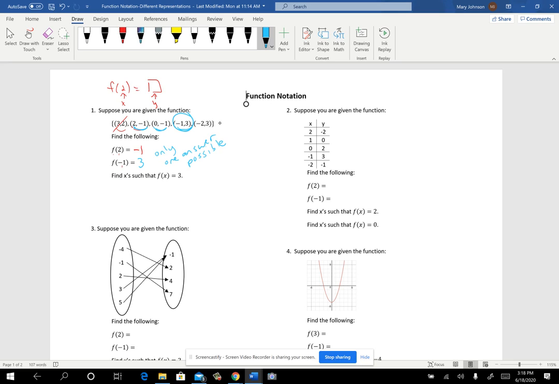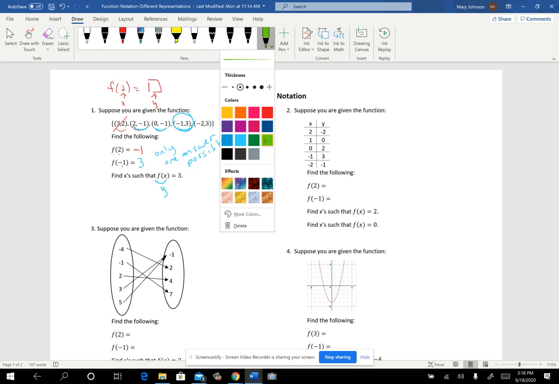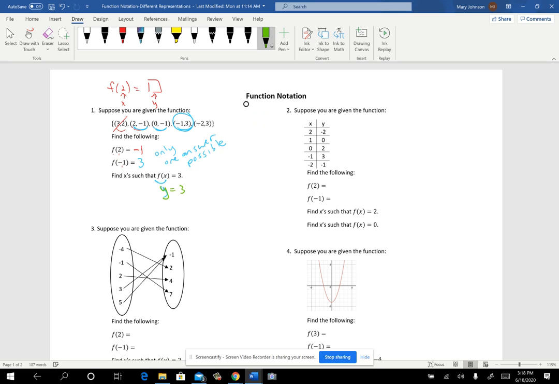All right, now this question reverses the idea. See how it says the value of the function at x is 3, and your job is to find the x's. And remember, f of x is really just y. So that's really just y equals 3. And your job is to find the x's. So it's like this. You're looking for ordered pairs that have a y of 3.